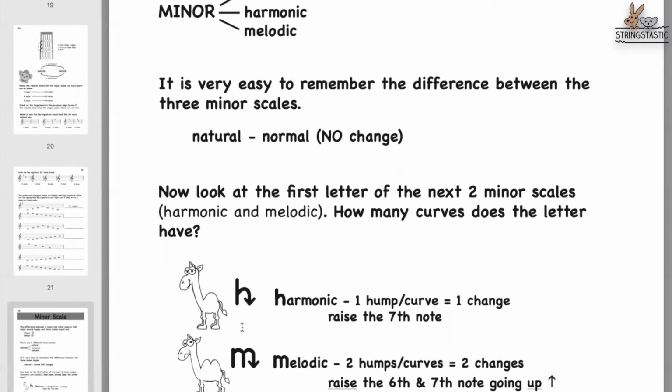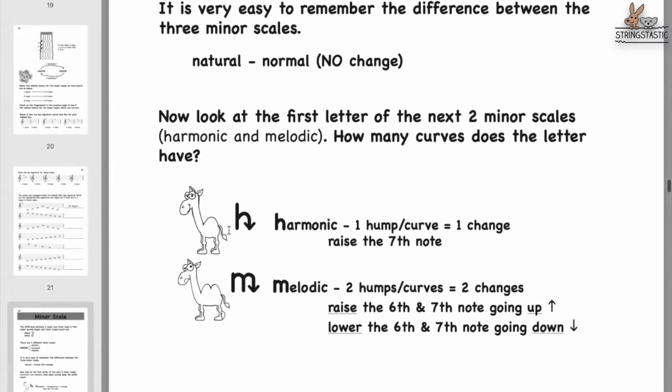Let's look at harmonic and melodic. The first letter of harmonic, H. How many humps does a H have? 1, which means it's got one change. Before moving forward, I'm just going to go to melodic. How many humps does the M have for melodic? 2, which means there are 2 changes in a melodic scale. In this day and age, students like to play computer games or play online games. So I take that into consideration when I explain things.